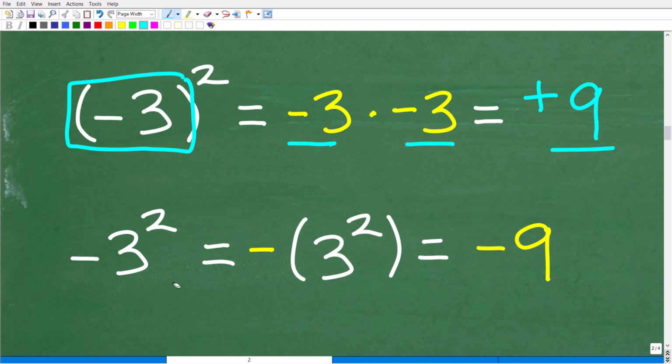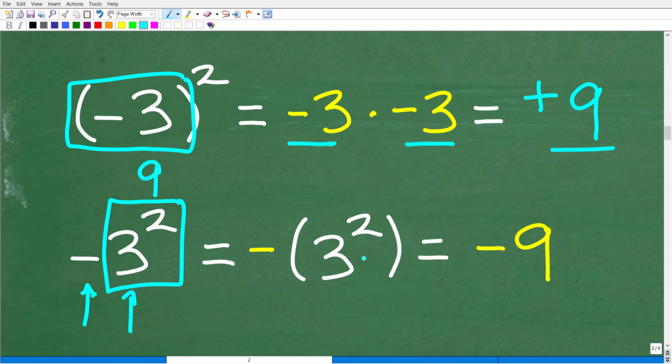So really, I want you to interpret this situation as the opposite of 3 squared, or the negative of 3 squared. So 3 squared is 3 times 3, that's 9. So this is -9. You need to be able to distinguish where that negative sign is in a power. Another way you can think of that is this is a negative of 3 squared.